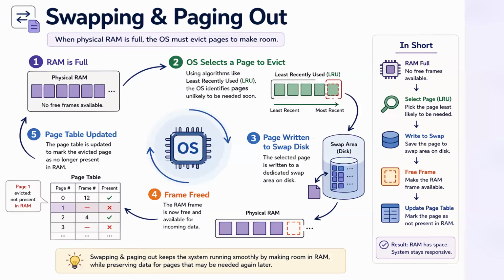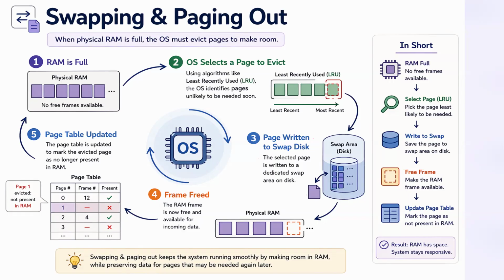Swapping and paging out. This is a critical situation in memory management. So what happens when RAM is completely full and a new page still needs to be loaded? The system cannot stop. It cannot say no space available. Instead, it makes a smart decision. Here, the core idea is when physical memory is full, the operating system must remove or evict a page. And this process is called paging out, or in simple words, swapping out.